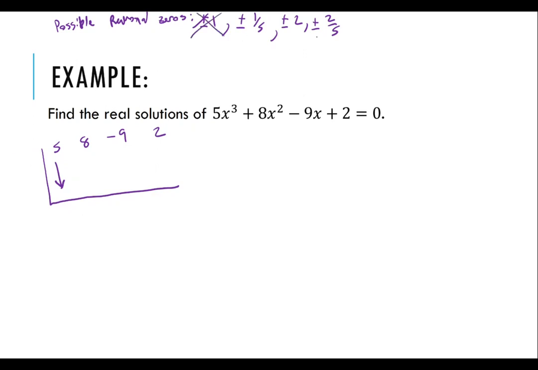To save time, I'm going to jump around and try 2/5. So bring down the 5. 2/5 times 5 is going to be 2. Add down. 8 plus 2 is 10.